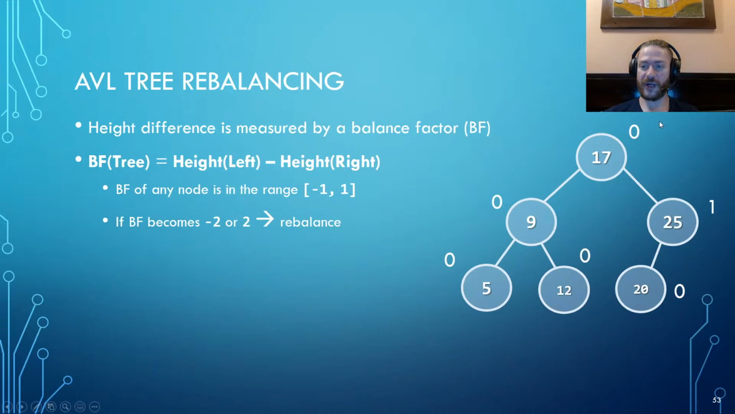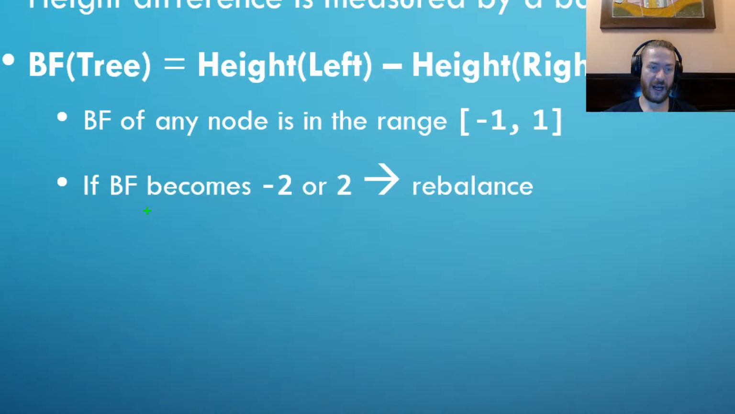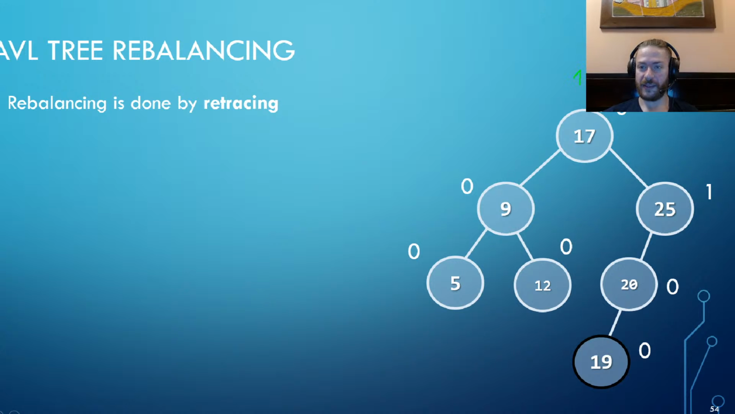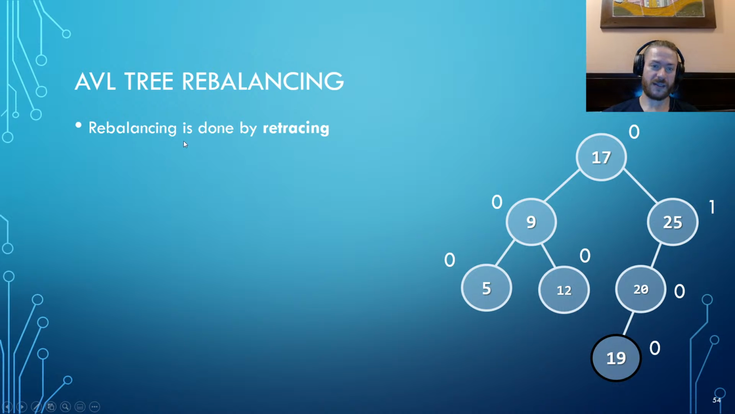So this tree right here is balanced. If it becomes -2 or 2, we need to rebalance it. For example, when we hit 19 here, because 19 needs to go to the right, then to the left, then to the left again. So what happens is every time we insert a value, the tree will start calculating the balance factor with the following formula. And it will go up to the root to recalculate the balance factor, and then if it needs to rebalance itself, it will do it.